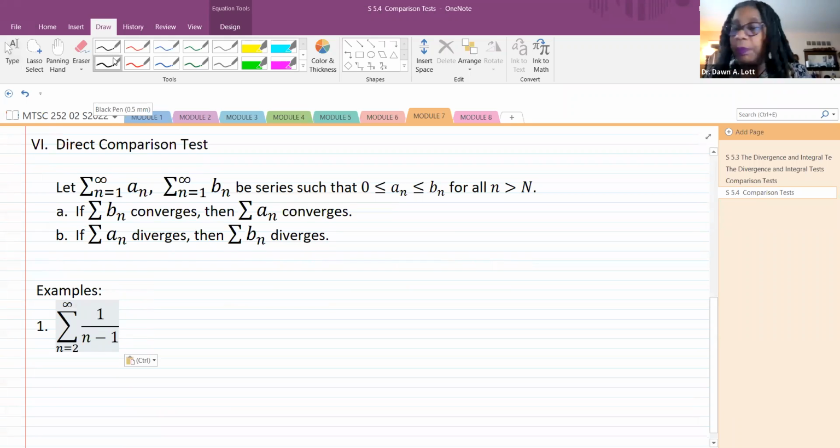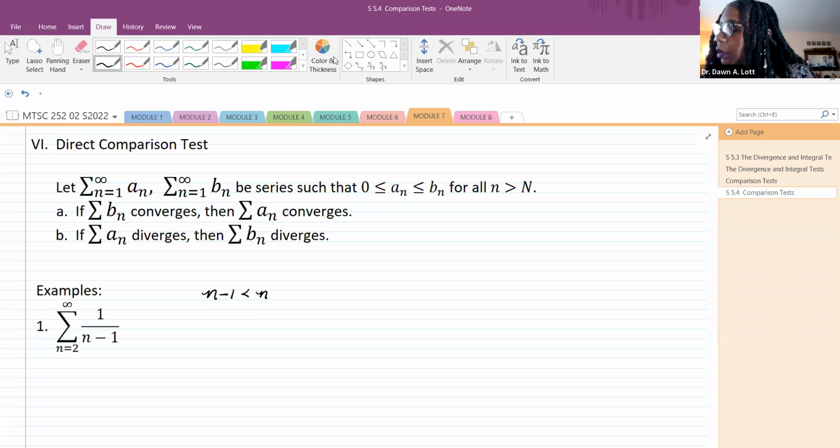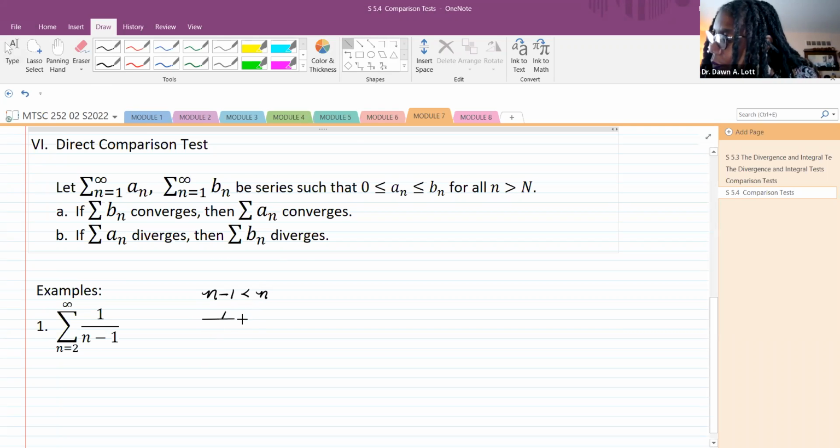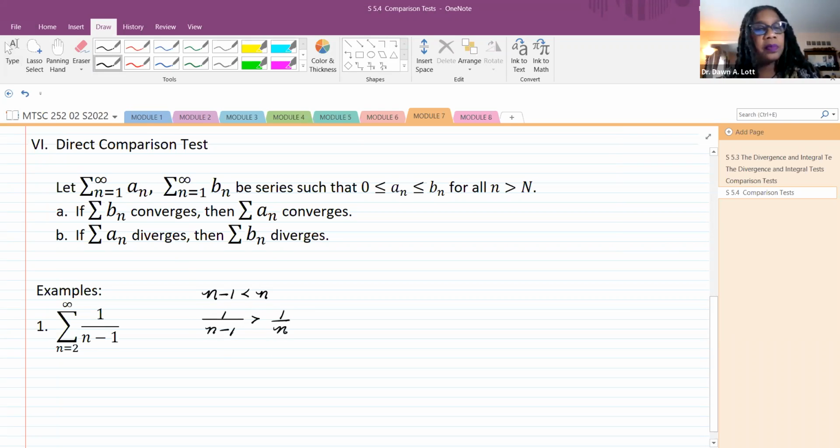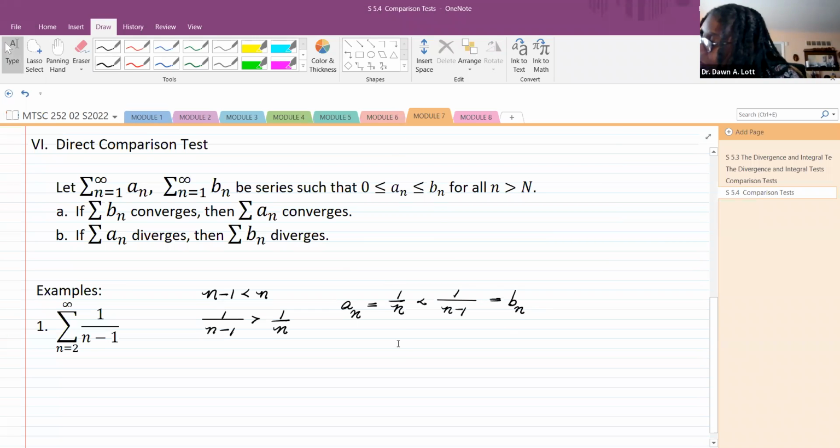So let's look at how we can do a comparison. We're going to use the direct comparison test. We're going to start off with n minus 1. So n minus 1 is clearly smaller than n. So that means then that 1 over n minus 1 is clearly bigger than 1 over n. So now what we have is this: an equal to 1 over n, and that's smaller than 1 over n minus 1, which I'm going to let equal bn. So now I clearly have an is less than bn. And they're both positive, greater than or equal to 0.